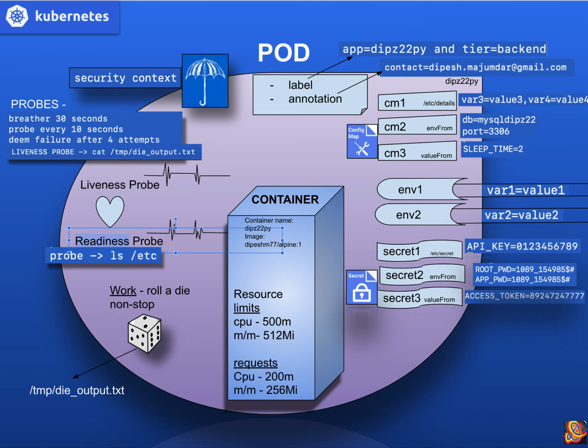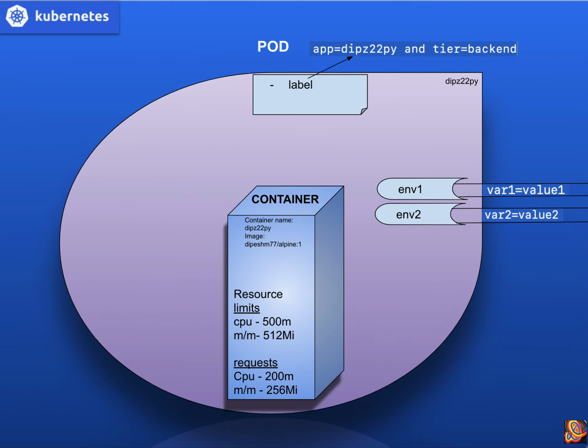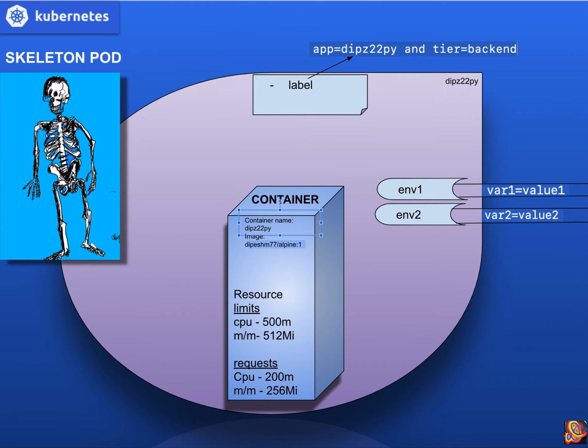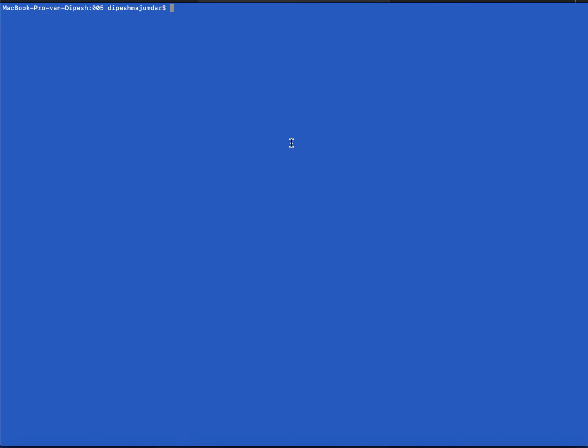Like if you want to build a tall building, then you have to start with the base of the building. Similarly, in the case of a pod, we need to start with the very basic pod which has minimum configuration. I call that pod a skeleton pod. So let us start creating a skeleton pod.